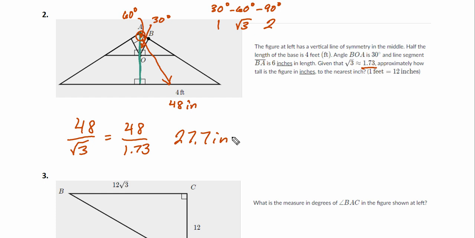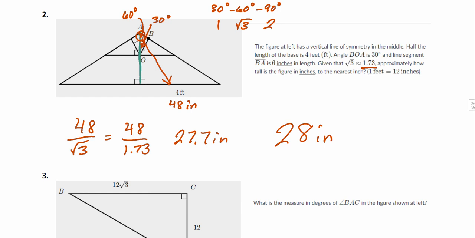And of course, the question asks us to round this to the nearest inch. So that would be 28 inches for this example. So in this question, we can skip through some of the information that's given, use the diagram, and of course use our knowledge on 30, 60, 90 degree right triangles to find the answer. All right, let's move on to example 3.